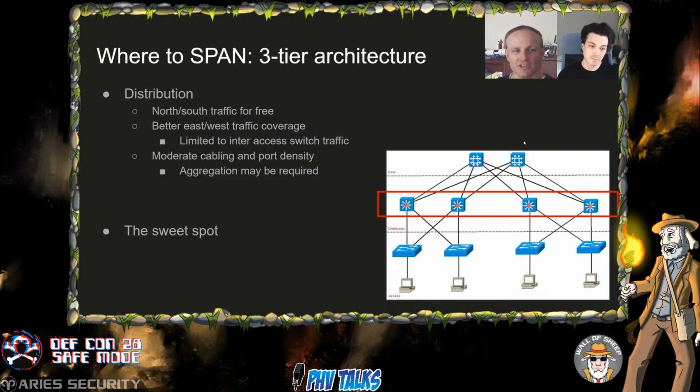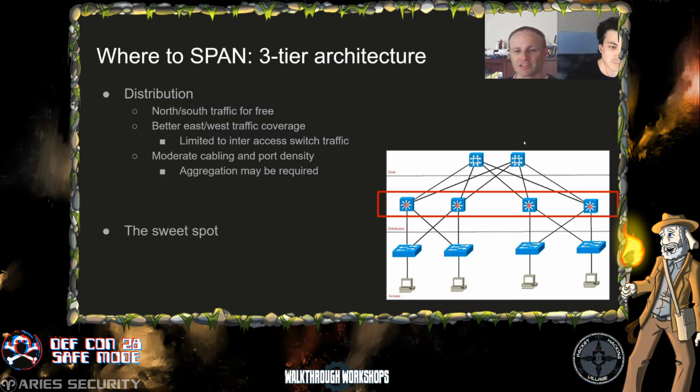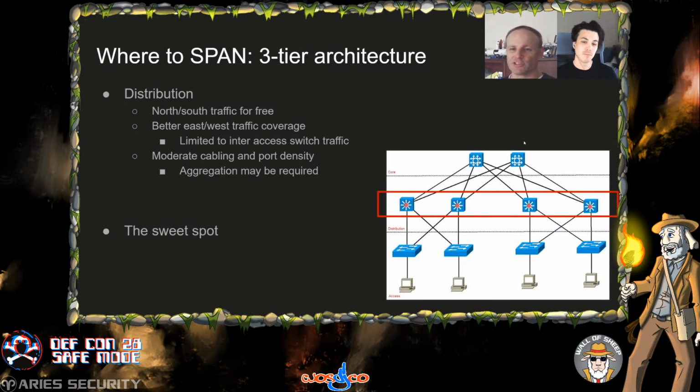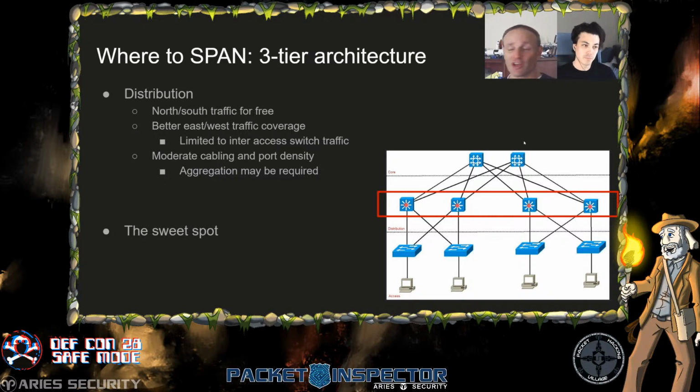So distribution. This, as we say, is often the sweet spot. We mentioned north-south on the last slide. A lot of times you get north-south anyway as you move down the stack. So you may have to do a little supplementing of certain transit networks, or maybe you want some DMZ traffic that's up closer to the core, but most of your north-south traffic is going to the stuff all the way at the bottom of this diagram anyway. So you're going to get it regardless of the layer you span at.